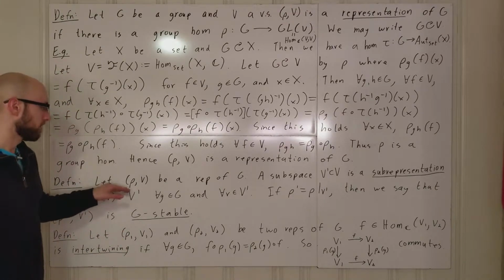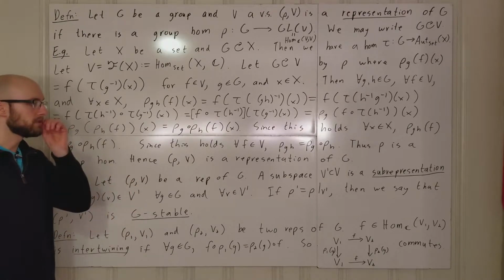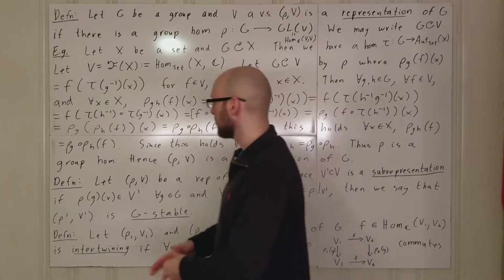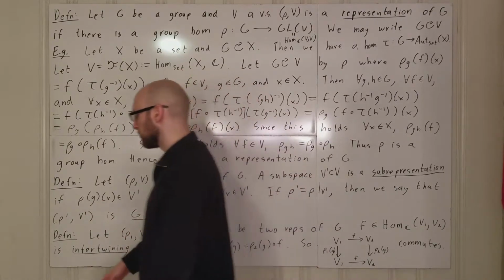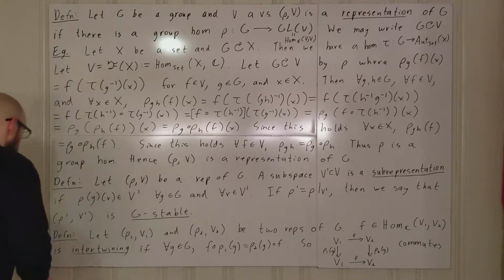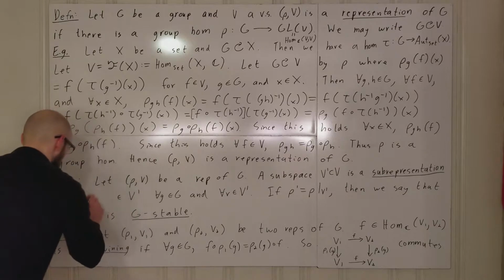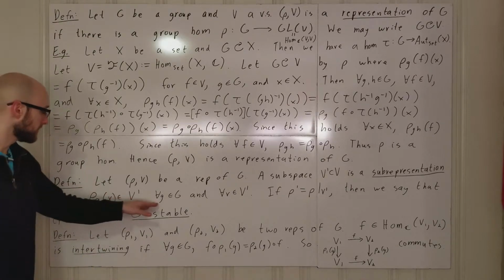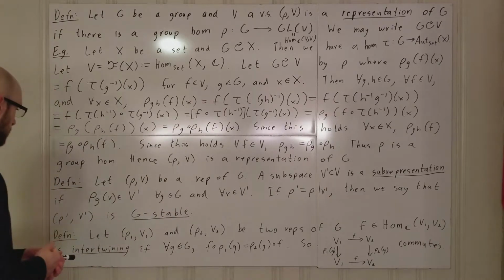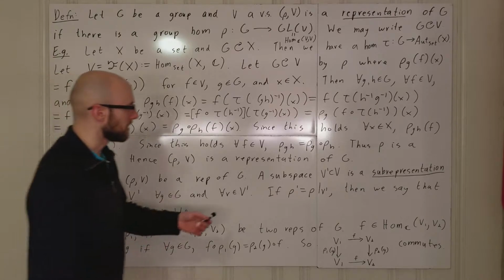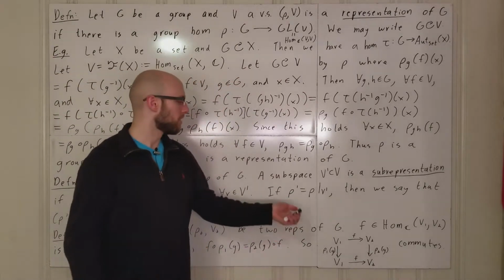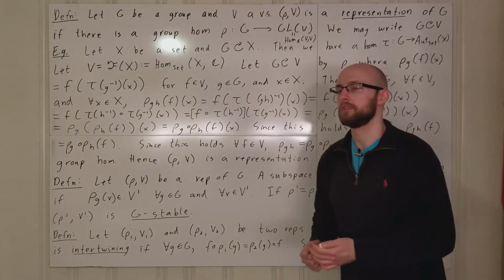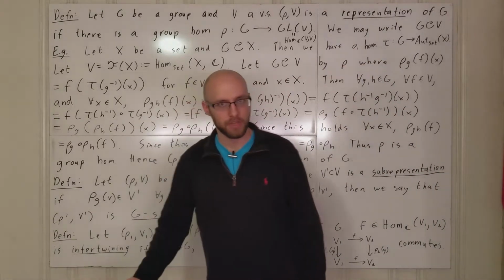Now let's say we have a representation rho comma V, a representation of G. If you have a subspace V prime of V, then this gives us a sub-representation if rho G evaluated at V. So actually, if we want to be consistent with how we've been writing this previously, then we can write rho sub G of V is going to be contained in V prime for every single G in G and for every single V in V prime. And then if we use rho prime to denote rho restricted to V prime, then we say that rho prime comma V prime is G stable. So really, we could call rho prime comma V prime our sub-representation.